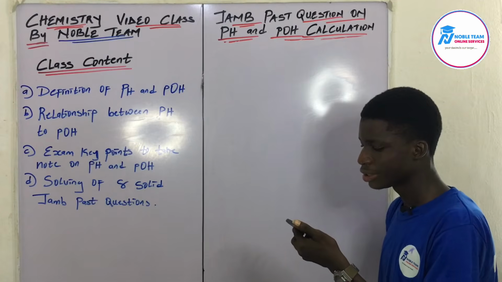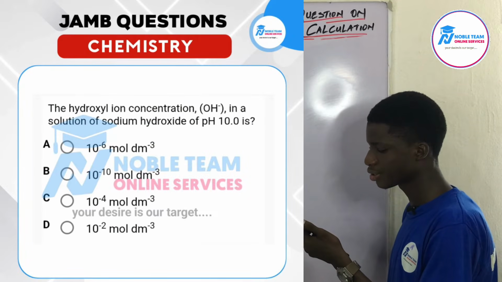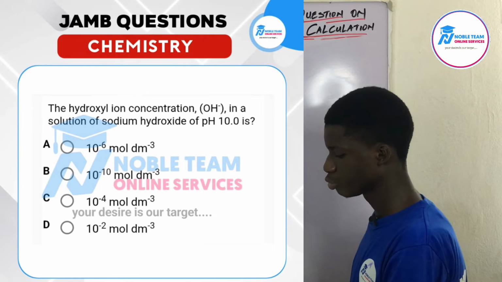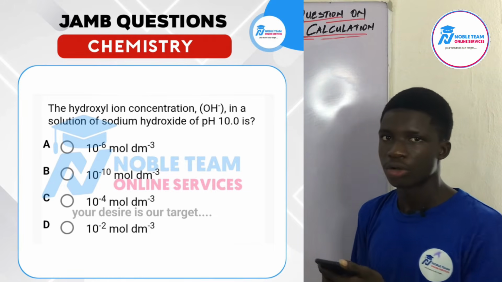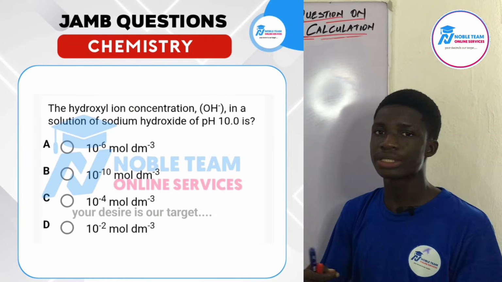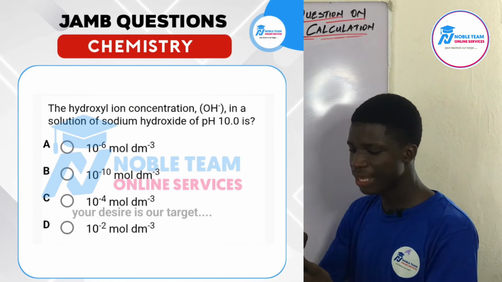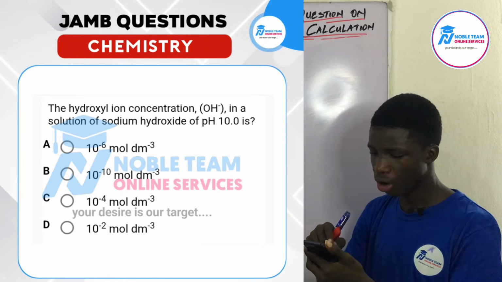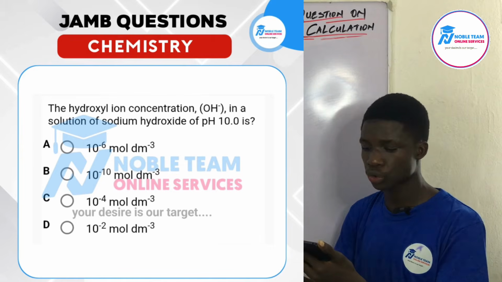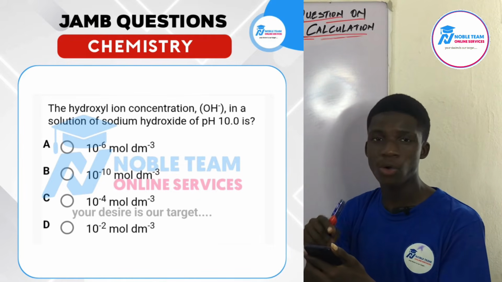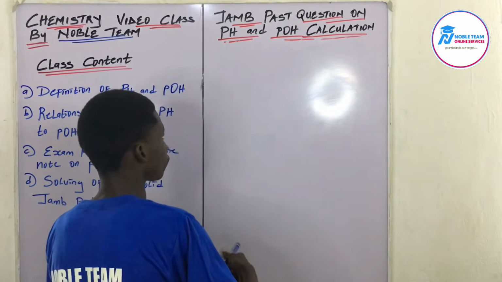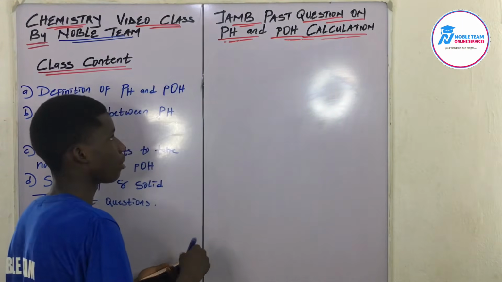So question 3. Question 3 says the hydroxyl ion concentration in a solution of sodium hydroxide of pH, which is 10.0, is what? So what they are trying to make sense in this particular question is for us to get the value of pOH, because pH was given to us. So we need to get the value of pOH. Now let's solve together. We are looking for our pOH.